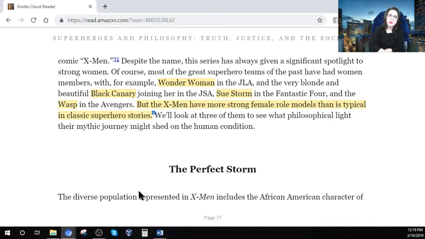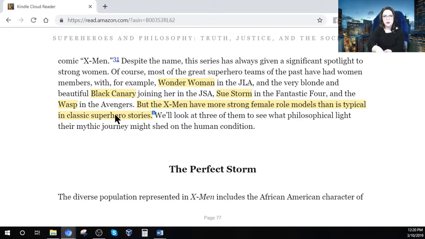But she wants to let you know, and she wants to address the naysayers, hey, look, this isn't just present in Marvel. You can also see this in the DC universe. So she talks about Wonder Woman, the Black Canary, and Sue Storm. She brings it back around to Marvel again by talking about the Fantastic Four and Wasp. And she tells you that the X-Men have more strong female roles than is typical in most superhero stories.